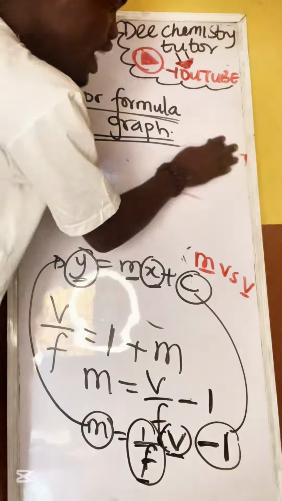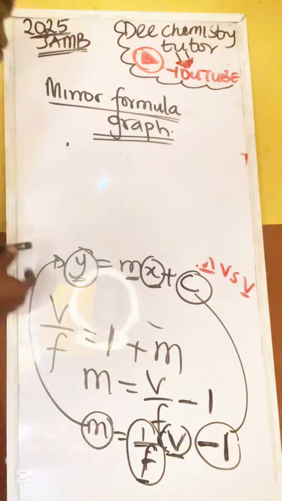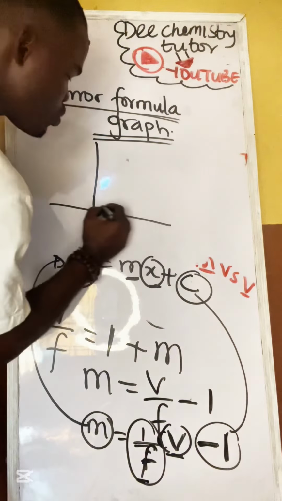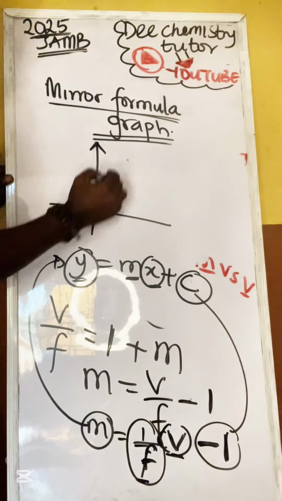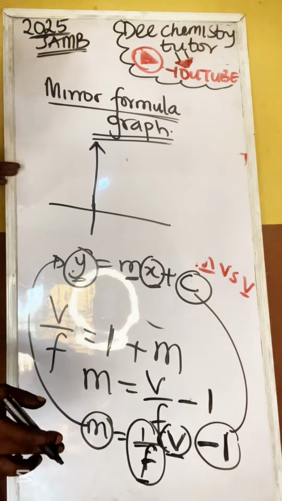Now, because there is a y-intercept already, which is negative, the graph will be like this. See, this one is a JAMB question. Look at it. They have to plot y again, the y-axis of your normal stuff.